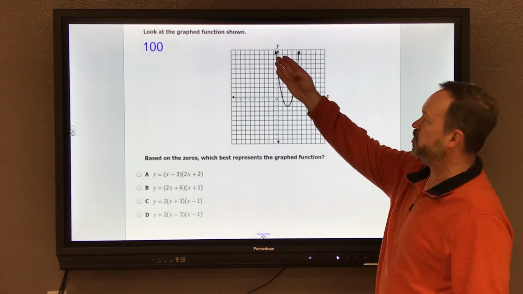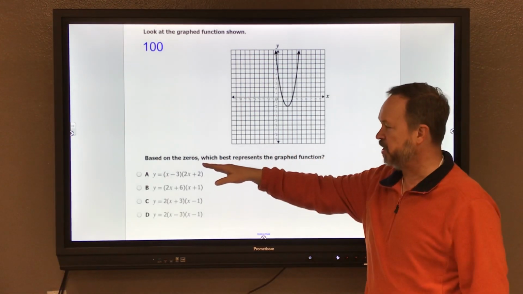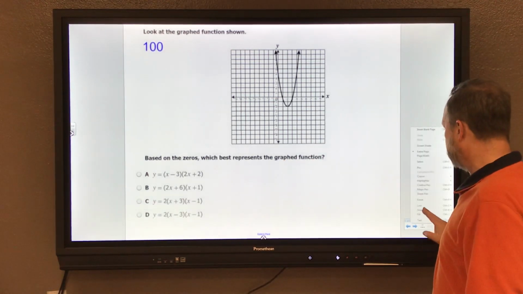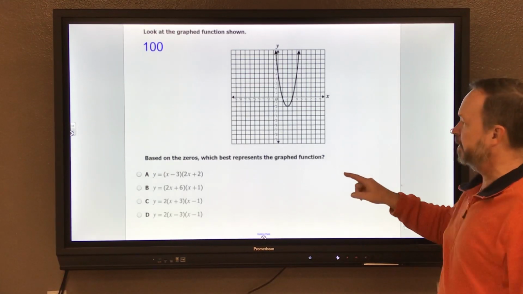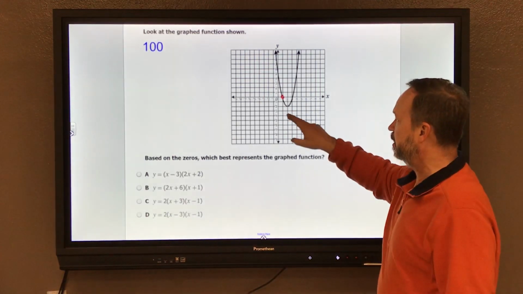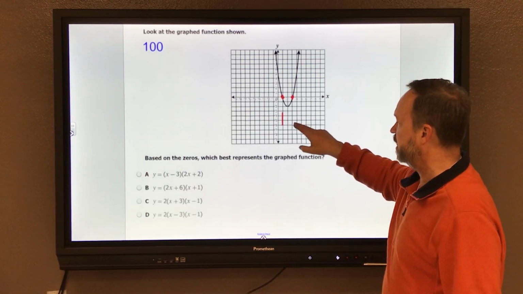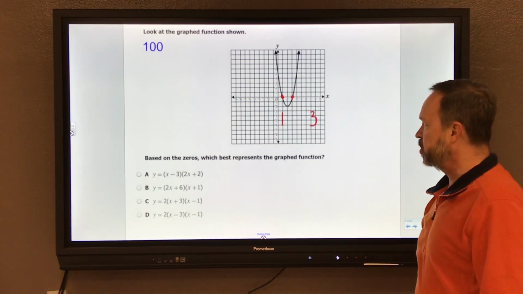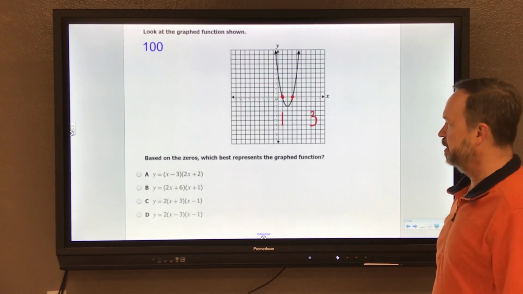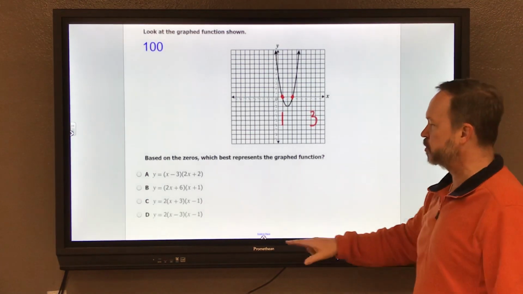It says, look at the graph function shown. So you can see this is a parabola. And it says, based on the zeros, which best represents the graphed function? Now, I like this problem because it gives us a couple of layers of things. The zeros are right here and may or may not be easy for you to see. But one of them is at 1 and the other one is at 3. So looking at this down here, which one of those could possibly be the function that's graphed here? And the correct answer is D.